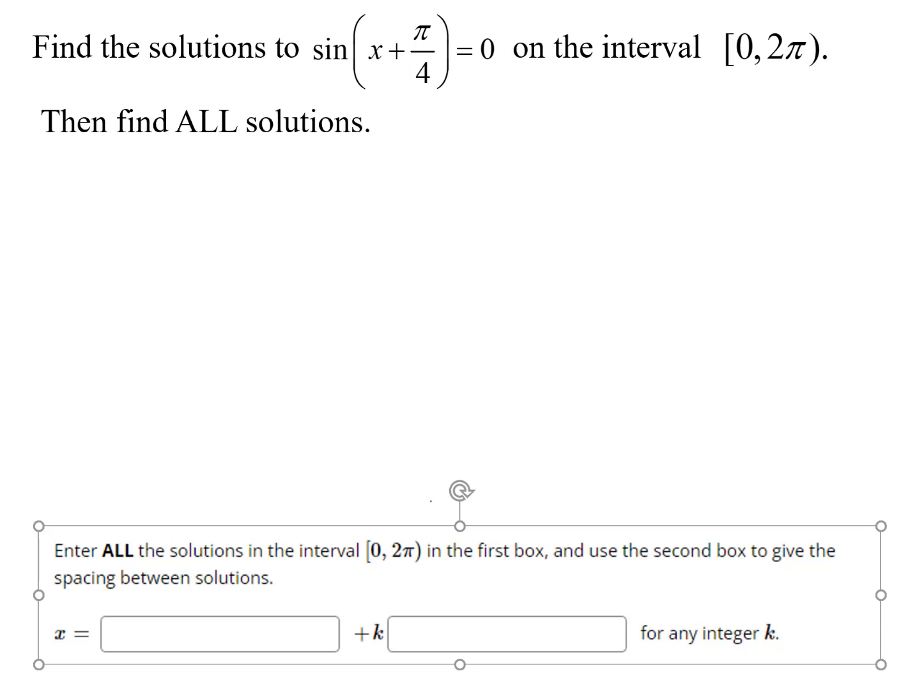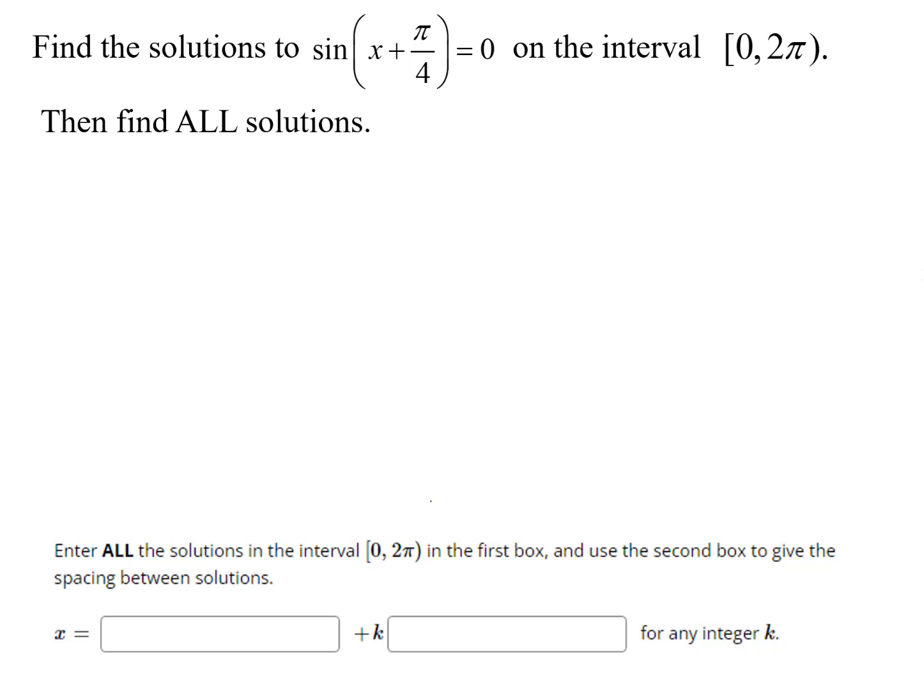We want to find all the solutions to this equation, sine of the quantity x plus pi fourths equals 0, first on the interval from 0 to 2 pi, and then all of the solutions. So first of all, as I look at this, I'm going to rewrite it as sine of, and I'm just going to call this stuff theta because it just represents an angle, equals 0.